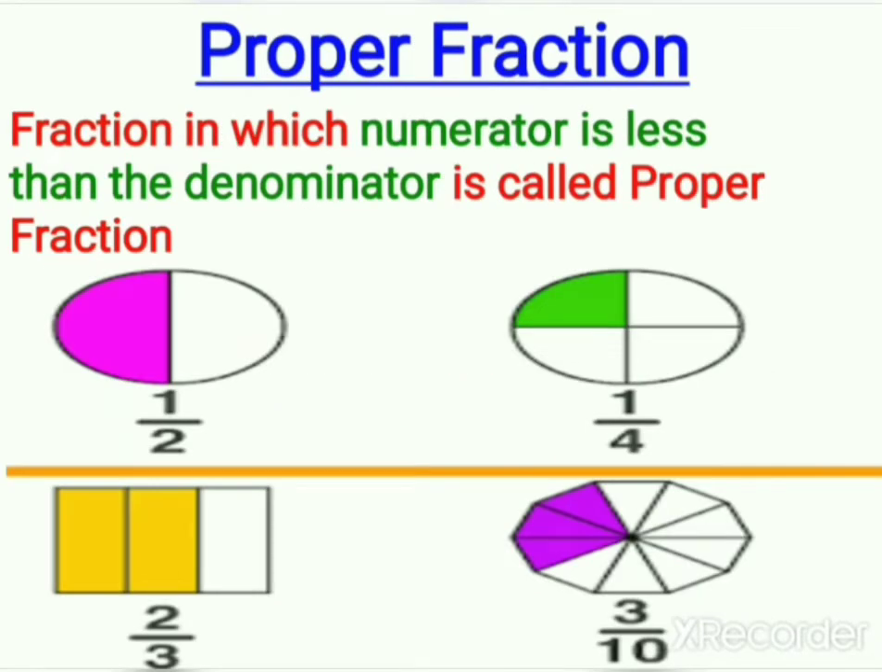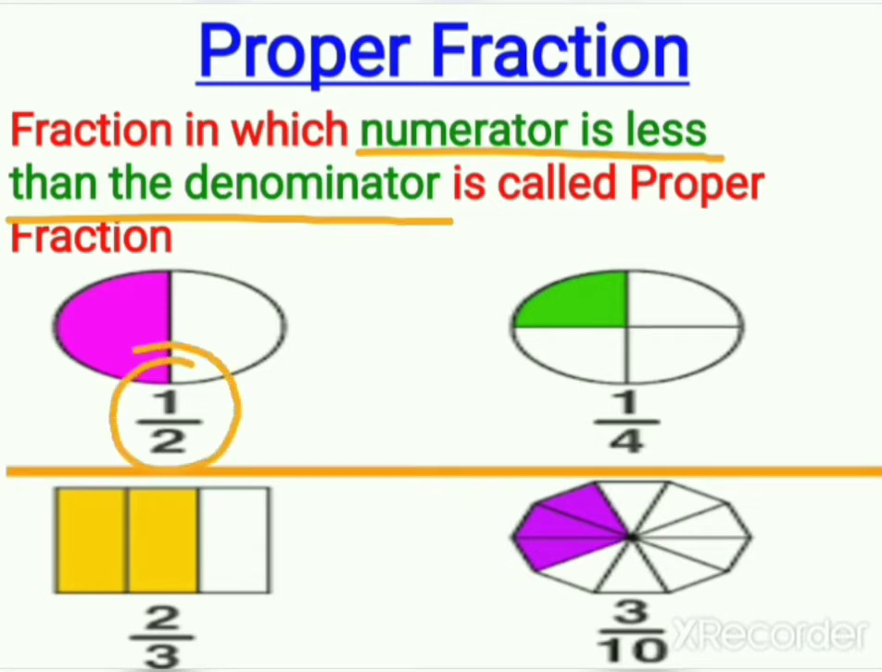Next is proper fraction. A fraction in which the numerator is less than the denominator is called a proper fraction. In 1 by 2, the numerator is less than the denominator. Numerator is 1 and denominator is 2. So the numerator is less than the denominator. So 1 by 2 is a proper fraction.